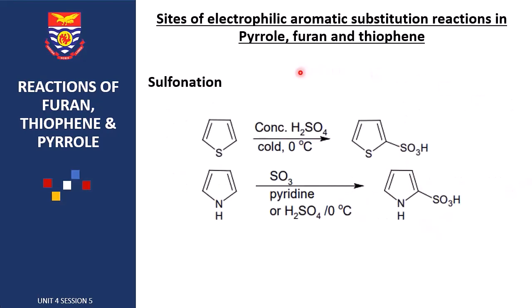Next is the sulfonation reaction of these heterocyclics. Now, what you need to take note of is the reaction condition. So, concentrated H2SO4 can lead to the formation of this, thiophene sulfonic acid. This is pyrrole sulfonic acid. But what you need to keep note of is the reaction condition involving the sulfonation reaction of thiophene and then of course pyrrole.